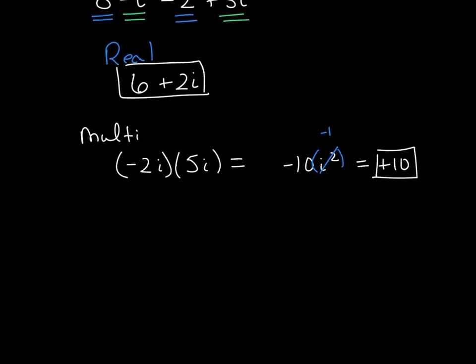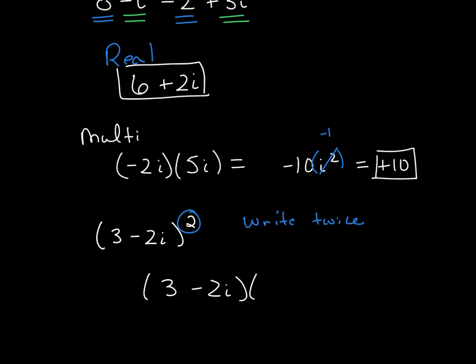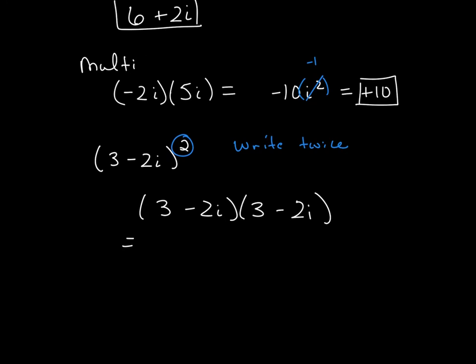And you know nothing would be complete unless we factor or have to FOIL. So if you had 3 minus 2i quantity squared, remember this 2 on the outside means you have to write this twice and then FOIL. So it would be 3 minus 2i times 3 minus 2i. And again, be really careful whenever you have imaginary numbers. i squared is not allowed. You have to change it.